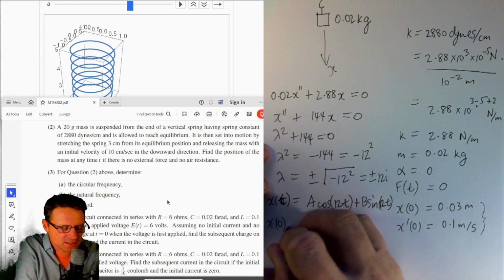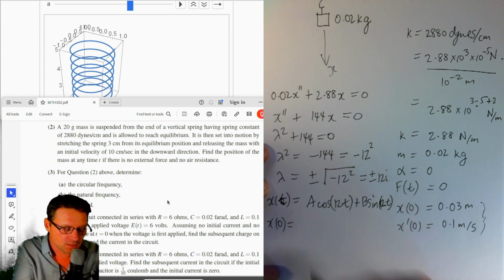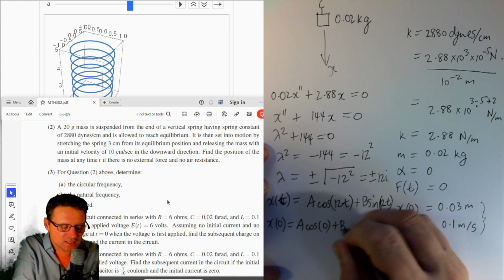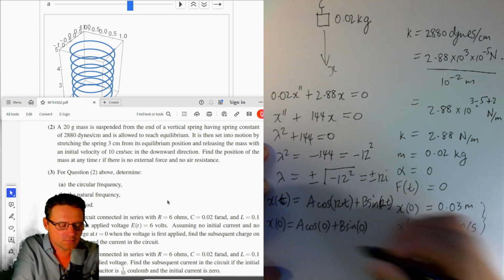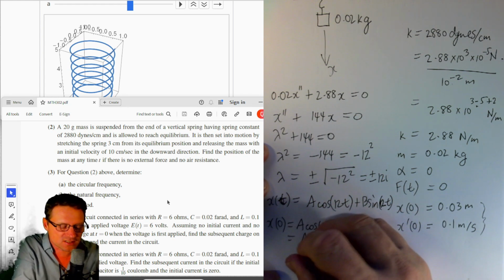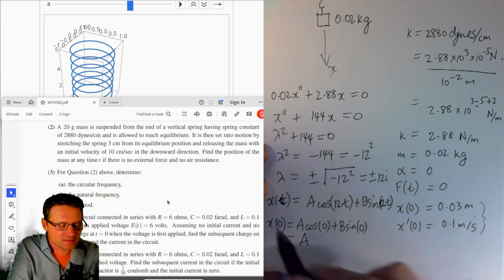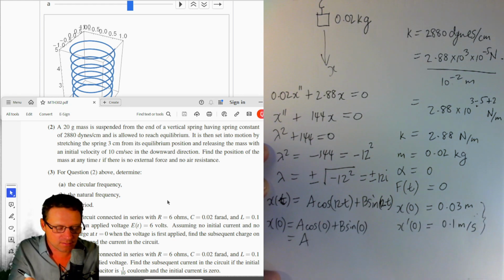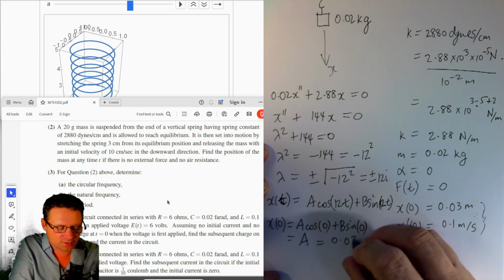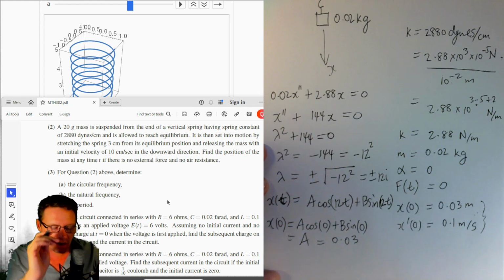So x of 0 is a cos of 0 plus b sine of 0. And this is, since cos of 0 is 1 and sine of 0 is 0, this is just a, but the left-hand side is 0.03. So this gives us that a is 0.03.